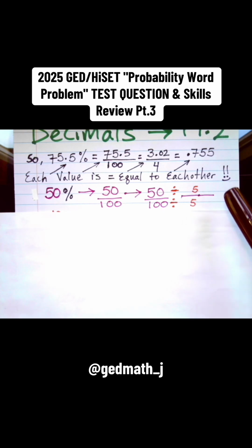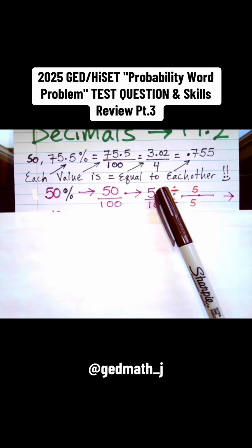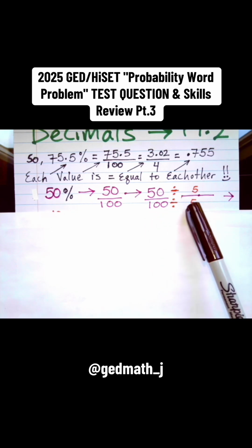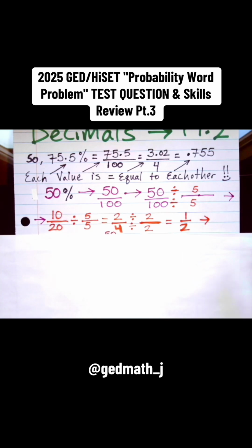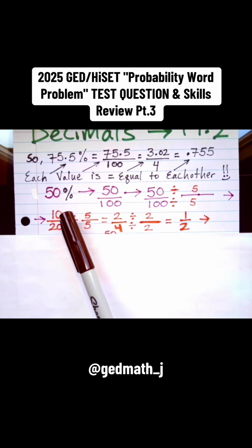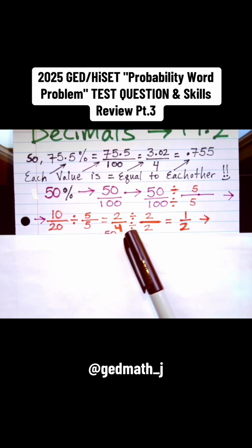But I like to show you what it would look like if I didn't know that, right? Well, I know 5 can be divided into top and bottom evenly. I know 5 times 10 is 50. I know 5 times 20 would give me 100. That's what I'm showing you here. I know I can continue to divide 5 into top and bottom here, because 5 times 2 is 10, and 5 times 4 is 20. So that 10 over 20 reduces down to 2/4.